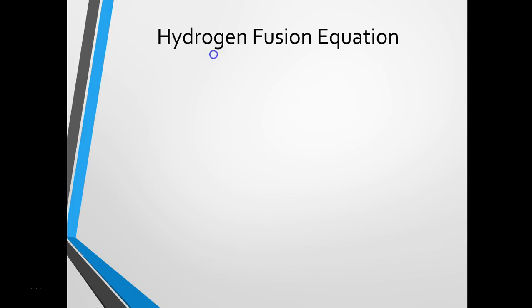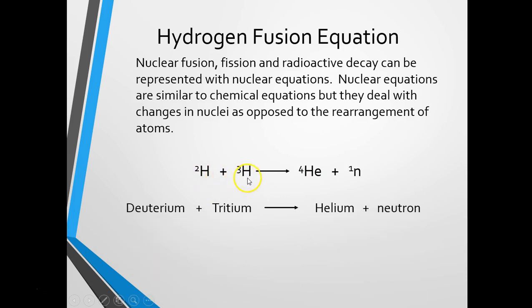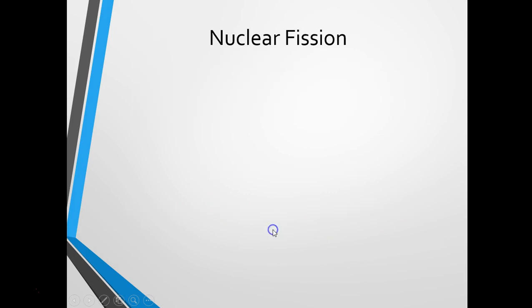Alright, so the hydrogen fusion equation. So you remember from Chem 1, we can represent what's happening in a nuclear reaction with a nuclear equation. So in the fusion of hydrogen, we're just going to have the isotope of hydrogen with 1 neutron and the isotope of hydrogen with 2 neutrons to produce helium and spit out another neutron. So this isotope we know is called deuterium, and this isotope is called tritium. So deuterium plus tritium makes helium and a neutron.